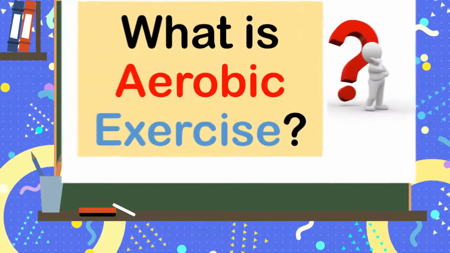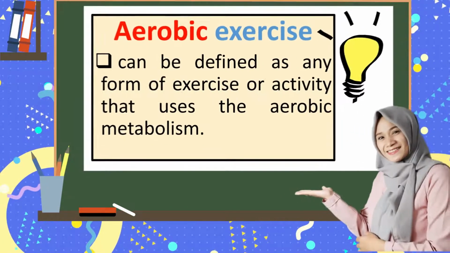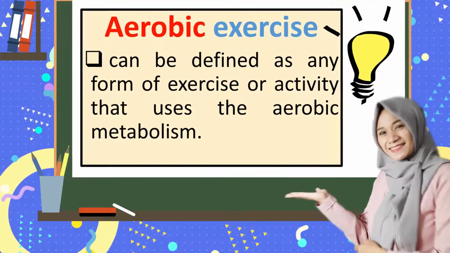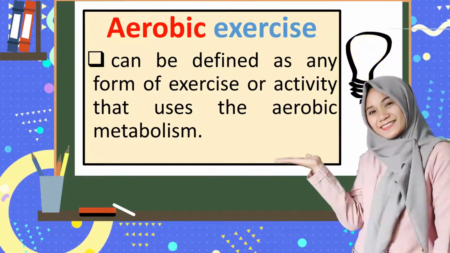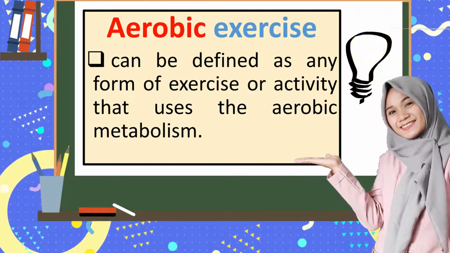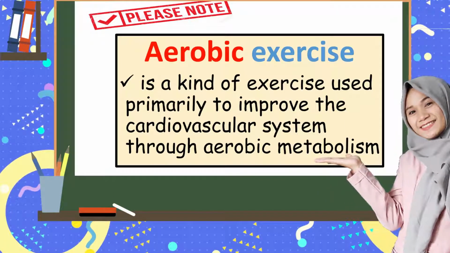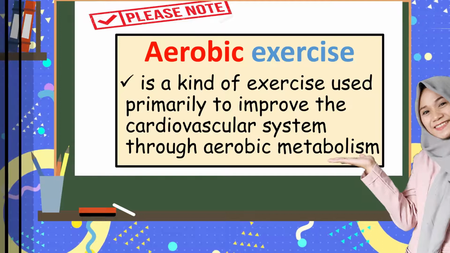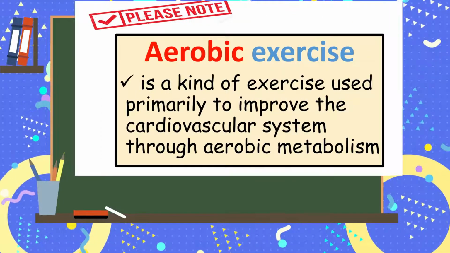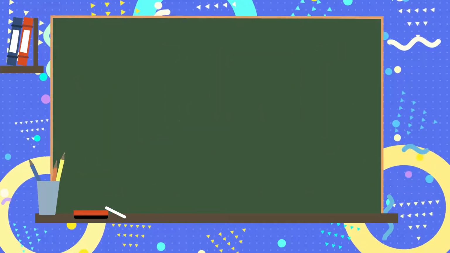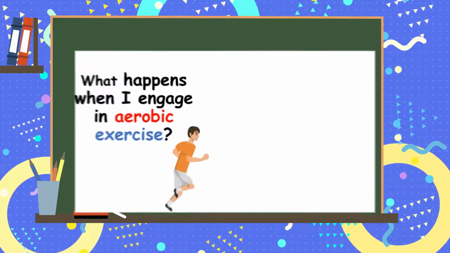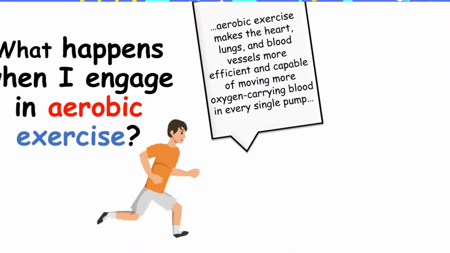What is aerobic exercise? Aerobic exercise can be defined as any form of exercise or activity that uses the aerobic metabolism. It is a kind of exercise used primarily to improve the cardiovascular system through aerobic metabolism. What happens when I engage in aerobic exercise?